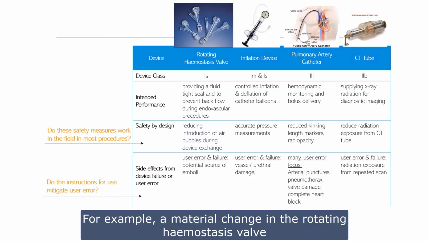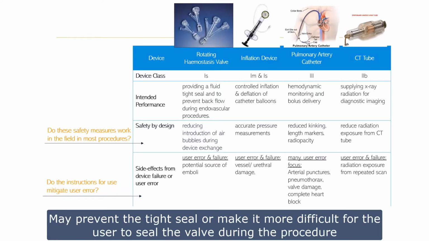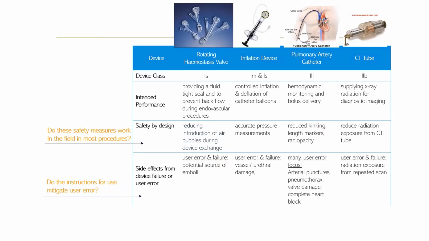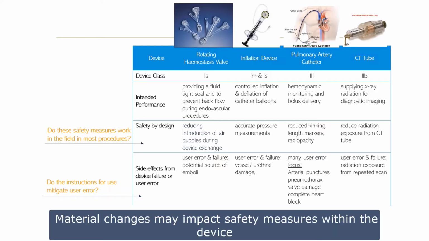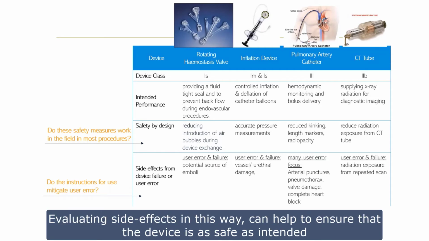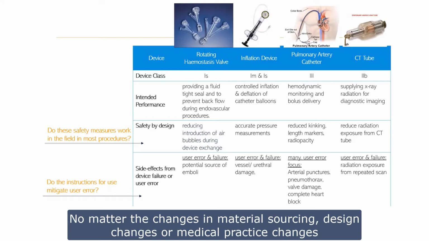For example, a material change in the rotating hemostasis valve may prevent a tight seal or make it more difficult for the user to seal the valve during the procedure, resulting in air bubbles that may cause an embolism. Material changes may impact safety measures within the device, causing an increase in these side effects. Evaluating side effects in this way can help to ensure that the device is as safe as intended, no matter the changes in material sourcing, design changes, or medical practice changes.